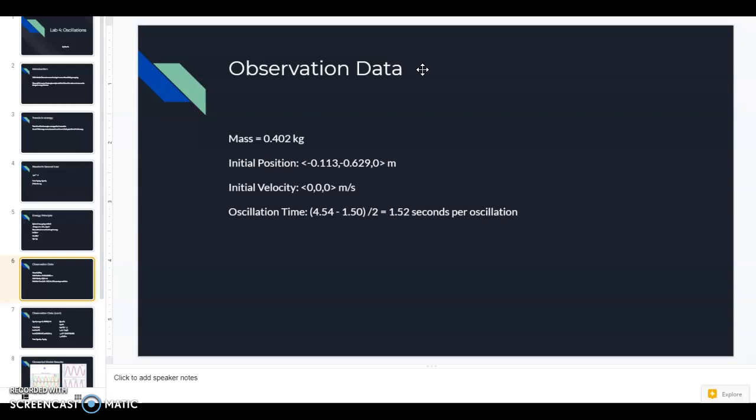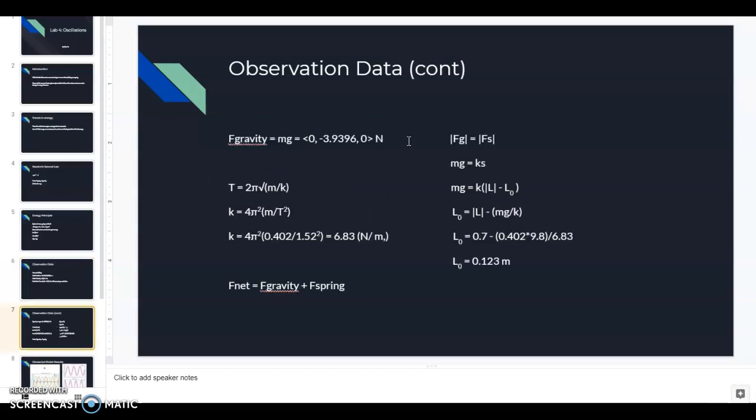In terms of observational data, we had an initial mass of 0.402 kilograms, initial position of negative 0.113 x, negative 0.629 y, and 0 z meters. The initial velocity was 0 meters per second, and the oscillation time was calculated to be 1.52 seconds per oscillation, using the final time of the oscillation minus the initial time of the oscillations, divided by how many oscillations there are, which is 2.